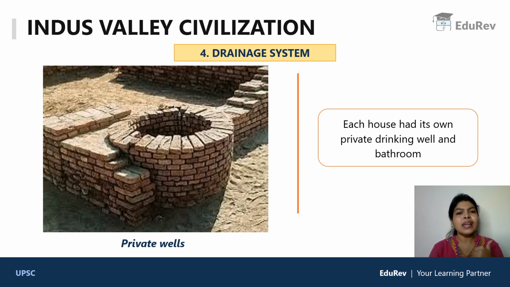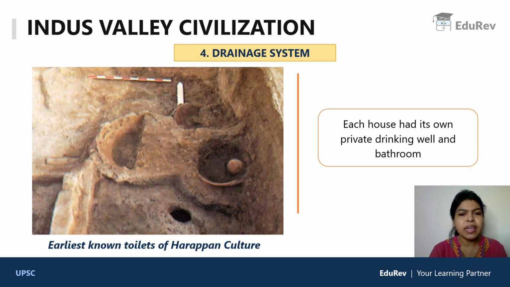Each house had its own private drinking well. The picture that you see here is one such private well. They also had bathrooms and toilets of their own. The water from these bathrooms ran through clay pipes into underground drainage. So that is another point that you have to remember, my dear friends: an underground drainage system was also present in the Indus Valley Civilization. And yes, the picture that we have here, take a look at it. This is the earliest known toilet of the Harappan culture. Take a closer look at the picture.